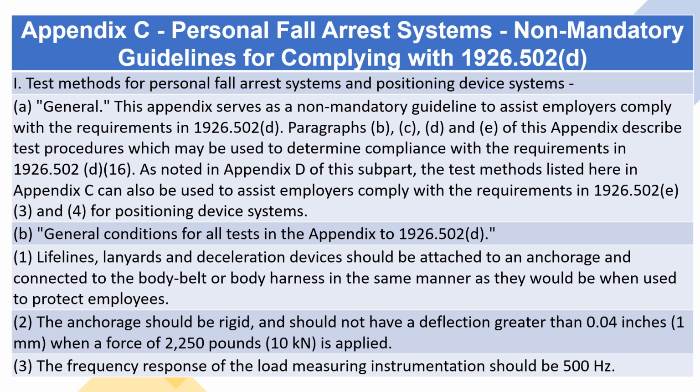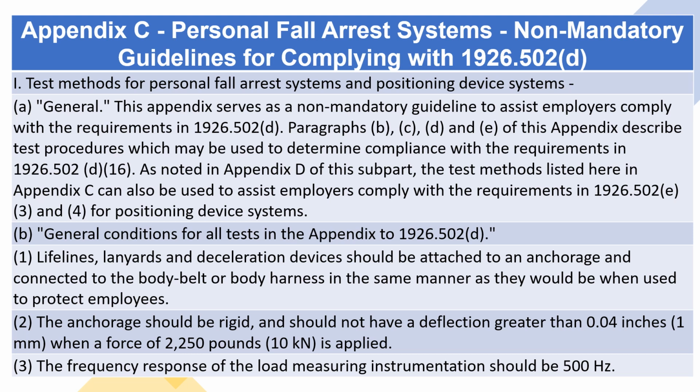Paragraphs B, C, D, and E of this appendix describe test procedures which may be used to determine compliance with the requirements in 1926.502(d). 16. As noted in Appendix D of this subpart, the test methods listed here in Appendix C can also be used to assist employers comply with the requirements in 1926.502(e)(3) and (4) for positioning device systems.